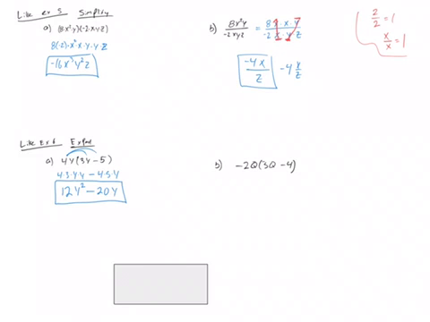Now this is negative 2q times 3q minus 4. And so if you want to think about it as this being multiplied by that and being multiplied by that, it's going to be negative 2 times 3 times q, and then minus negative 2 times 4 times q.